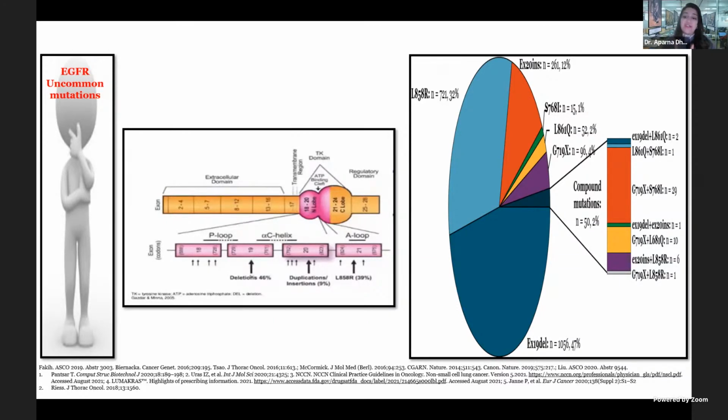The P-loop is the one that actually hinders the binding of osimertinib. Thus, that's not the most ideal drug for these particular mutations. Exon 19, pretty straightforward. It's from amino acid 729 to 761. They're around 45% of your deletions.